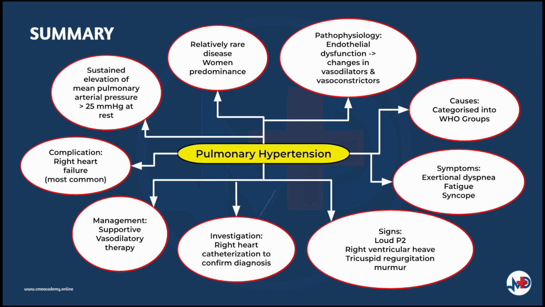In summary, pulmonary hypertension is defined as a sustained elevation of the mean pulmonary arterial pressure of more than 25 mm mercury at rest. It is a relatively rare disease with women predominance. The causes are categorized into WHO groups. The pathophysiology revolves around endothelial dysfunction leading to changes in vasodilators and vasoconstrictors. Presentation is exertional dyspnea, fatigue, and syncope. Clinical signs include loud P2, right ventricular heave, tricuspid regurgitation murmur.